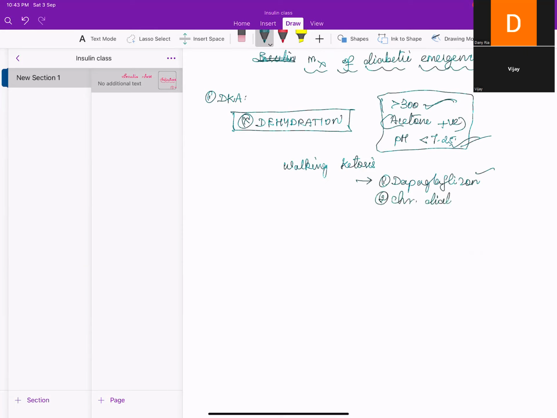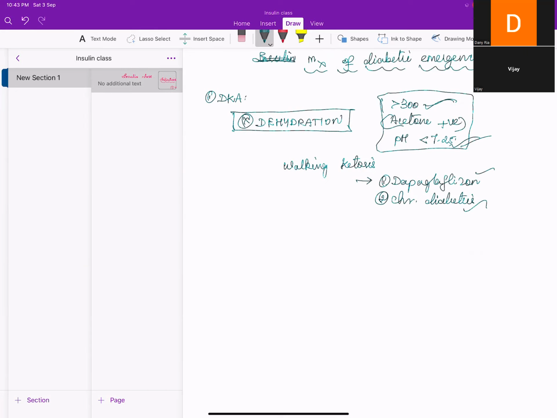Some chronic diabetes can also present in this way. Urine acetone positivity will be there. They will come with symptoms of ketosis, but sugars will be less than 300. So in that case, if urine acetone is positive with a history of diabetes, we can make a diagnosis of DKA and treat them accordingly. Don't think about insulin at all in the management of DKA.